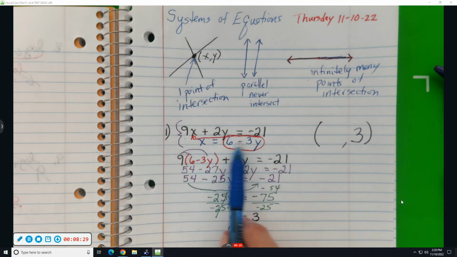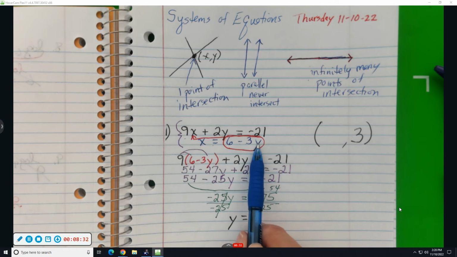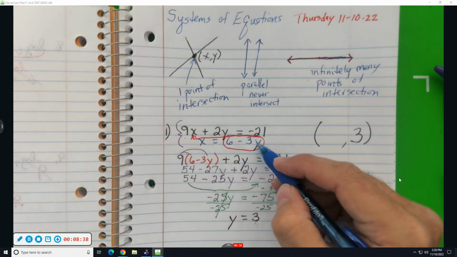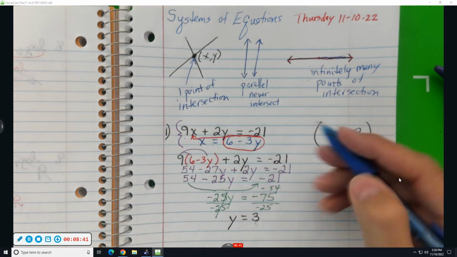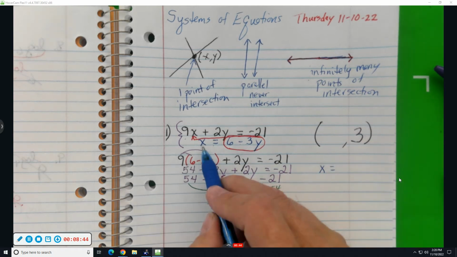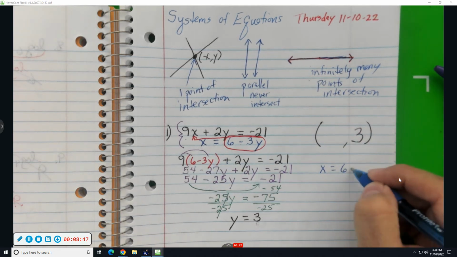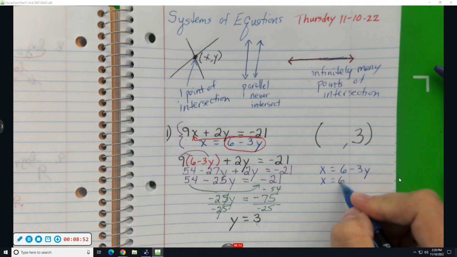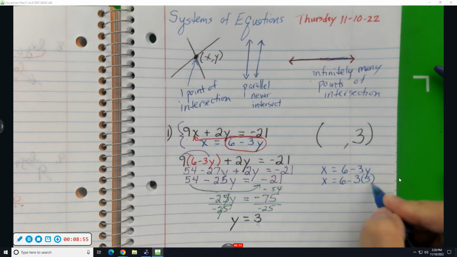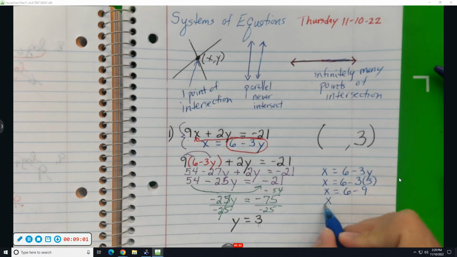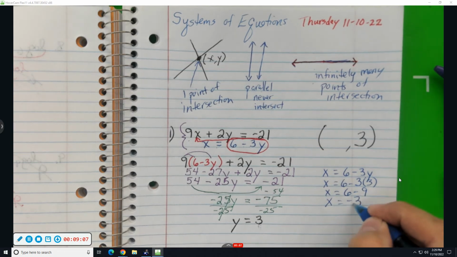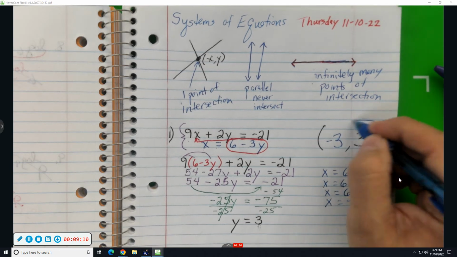Like right here, if I want to figure out x, in place of the y, if I put a 3 in place of the y, I'd have x equals 6 minus... Well, let me go ahead and write the one I'm plugging into. 3 times 3 would be a 9. So what are we getting for x? 6 minus 9, negative 3. So there's our point of intersection.